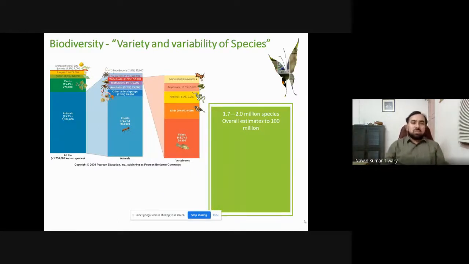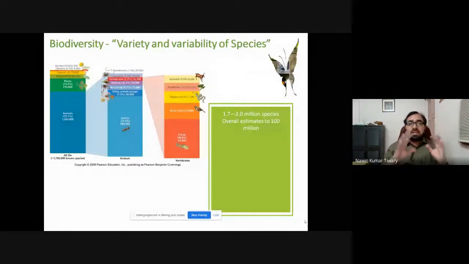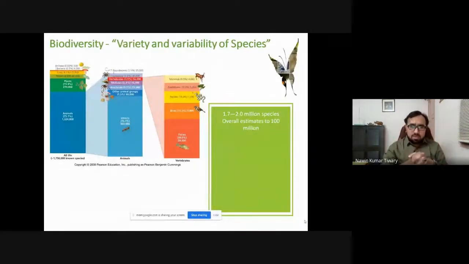Biodiversity, as we all know from the very bookish definition, is the variety and variability of species. I could see there were some questions related to genetic diversity and lions that we discussed. So the variety, the number of species that we have, and the variability is what biodiversity includes. In the world, we have around 17 to 20 lakh species, 2 million species. But this is just the number of species that we know of. This number could very well go to 100 million.